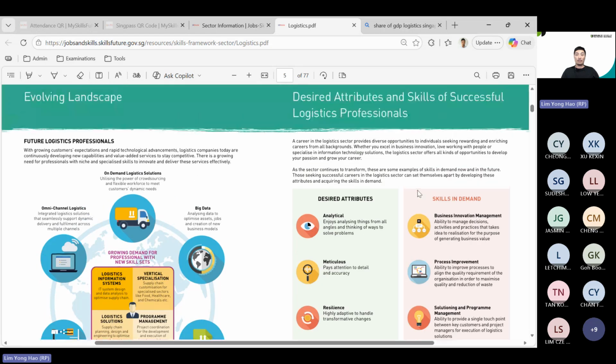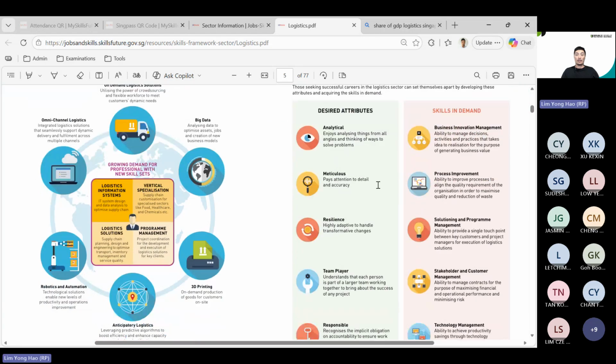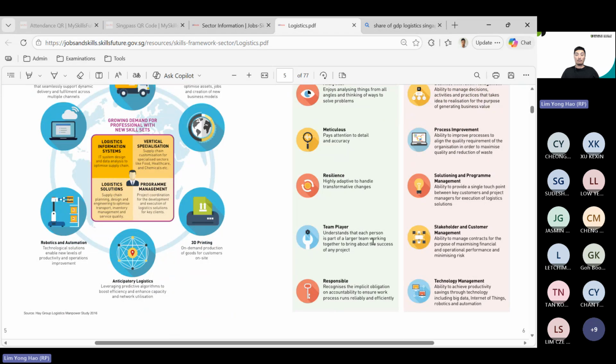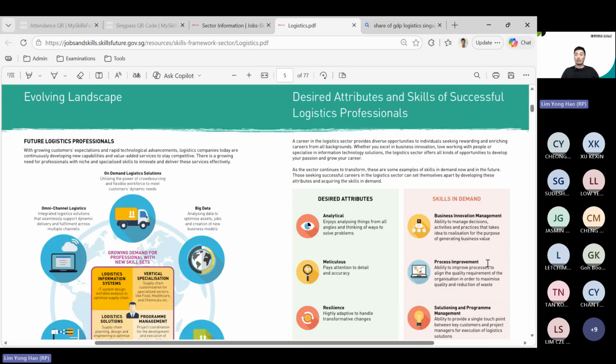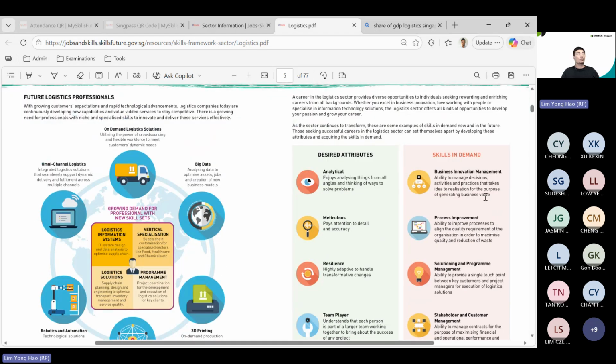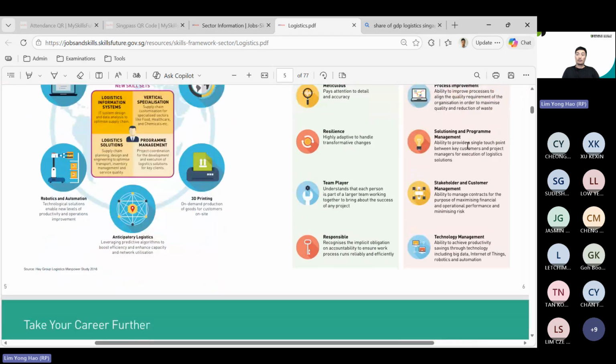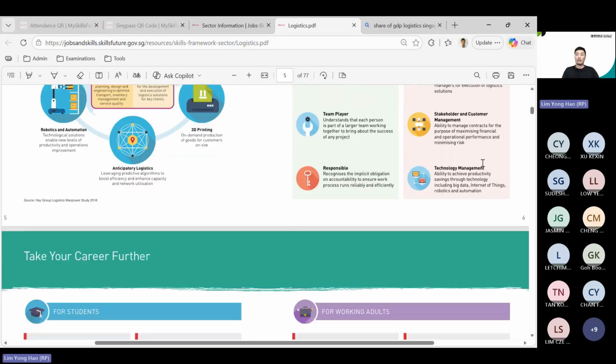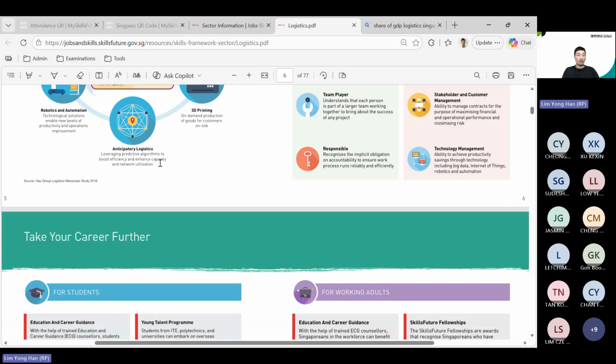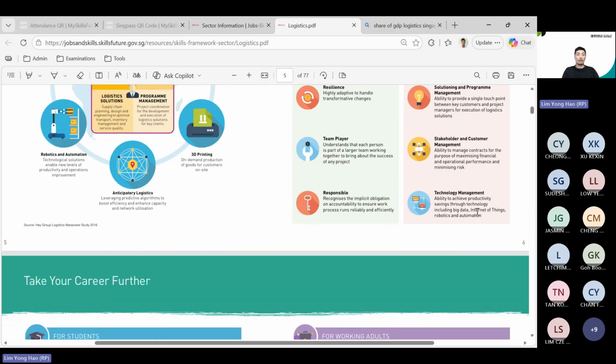So you have some desirable attributes: analytical, meticulous, resilient, team player, responsible. Skills: business innovation management. Can you continually improve the process and come up with better ways of doing it? Process improvement, innovation, solution and program management. Look at it not as a series of tasks, but a bit more broadly. How to manage stakeholders and technology, especially all these things coming in. Technology definitely is a big role.